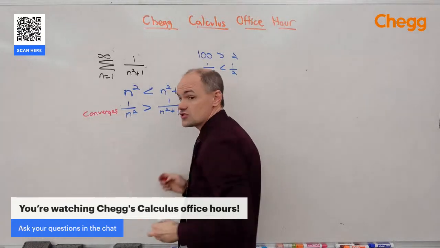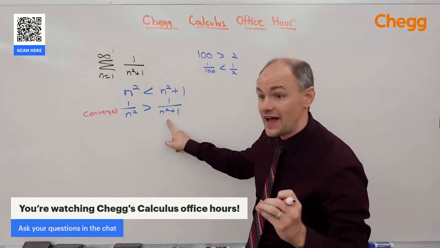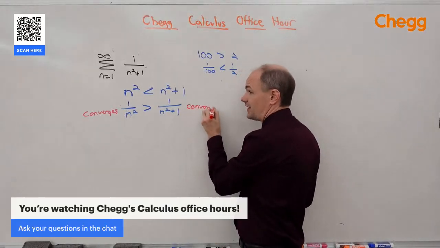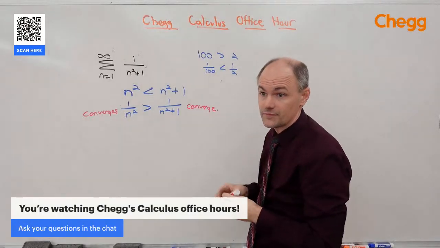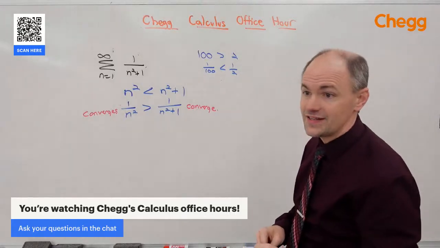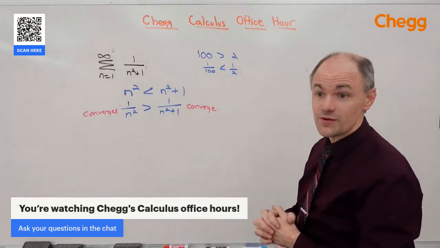If this side converges to a number and we're going to something smaller than that, then that smaller thing must also converge as well. So that is how you can show that these series converge.